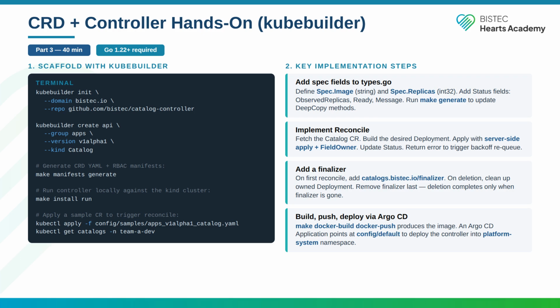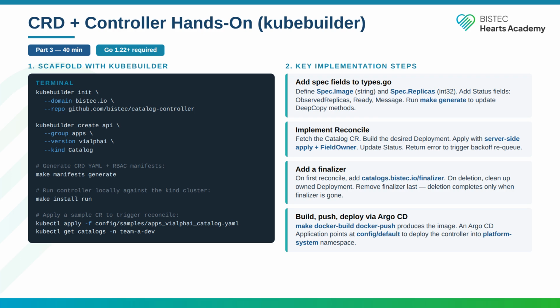Second, implement the 4 key pieces. Add the image and replicas fields to the types file. Implement the reconcile method using the pattern from the controller slide. Add a finalizer for safe deletion. Then build the container image and push it to a registry the kind cluster can reach.